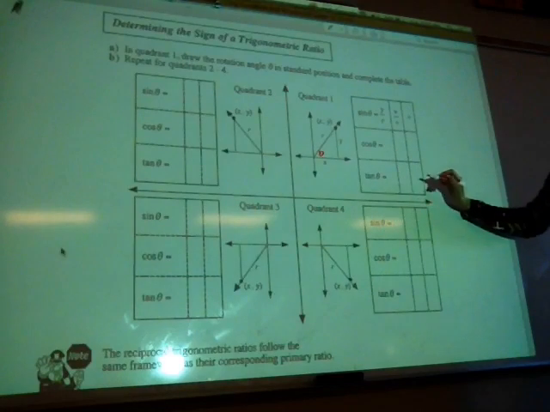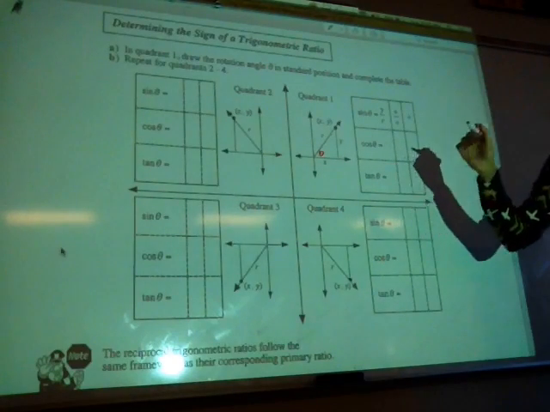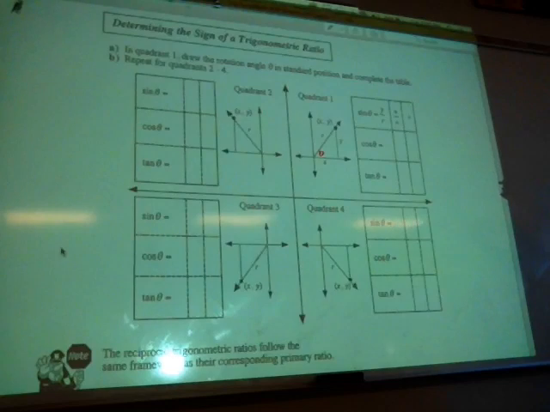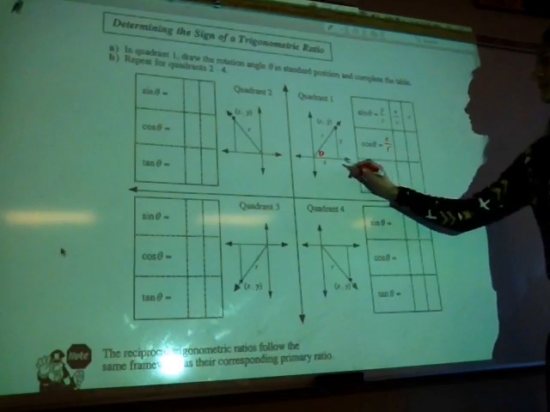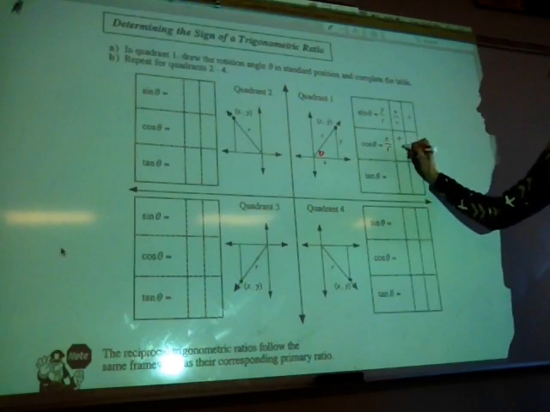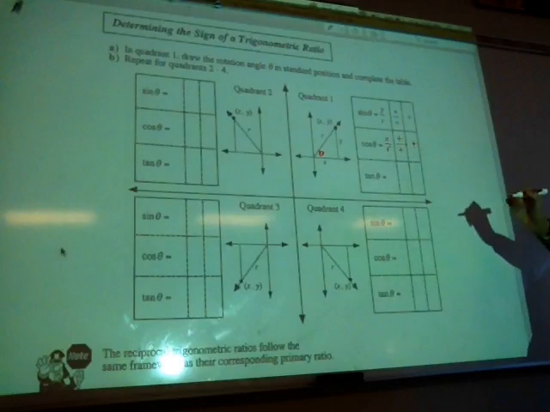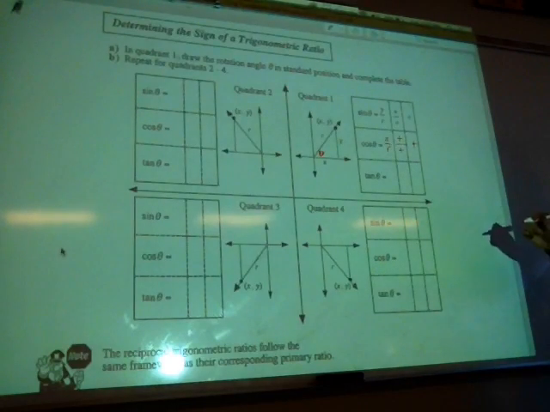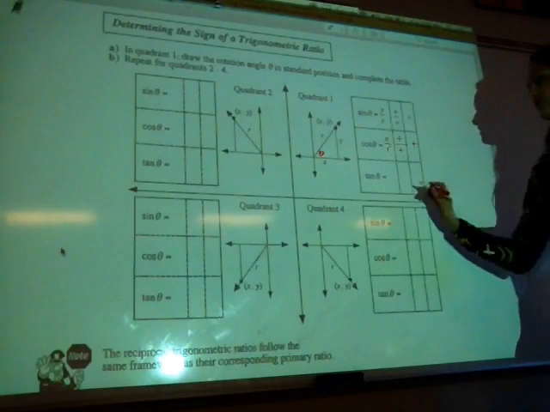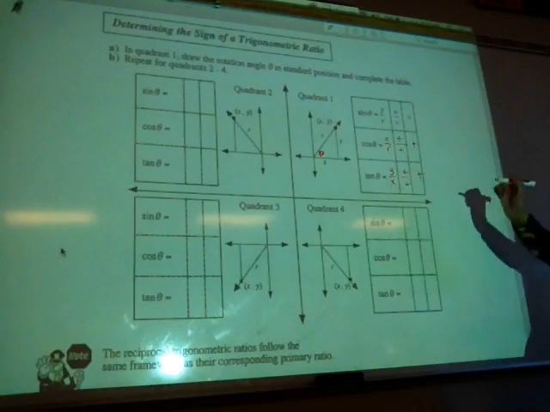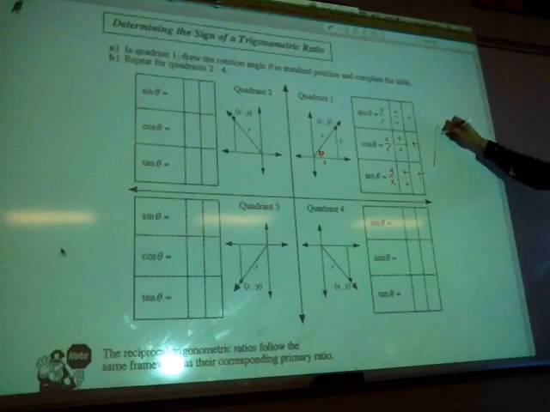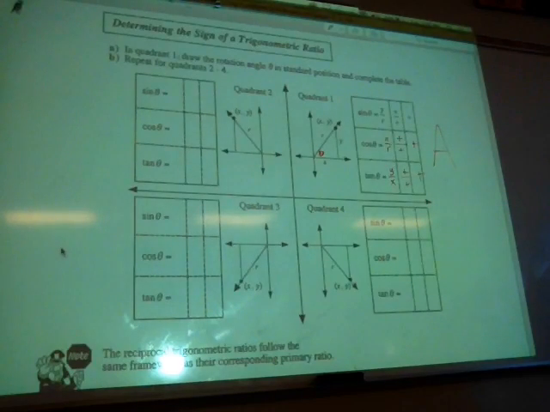Cosine, let's check out that. You guys gotta help me with the ratios because we just did 3 exercises on it. Adjacent over hypotenuse. What letters? X over r. Is x positive? Yeah. And r will always be positive. So cosine is also positive in quadrant 1. And then lastly, tangent is your opposite over adjacent. Positive over positive. Tangent is positive. That means that all 3 trig ratios are positive in quadrant 1. Put a big A beside there.